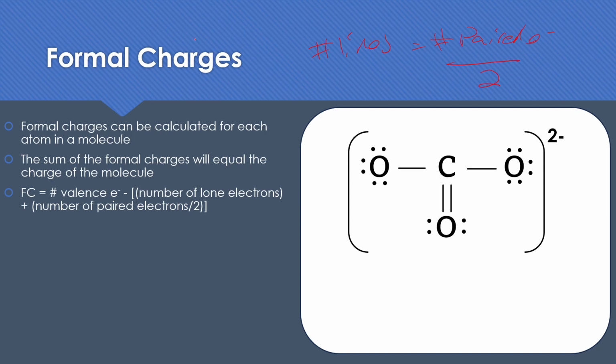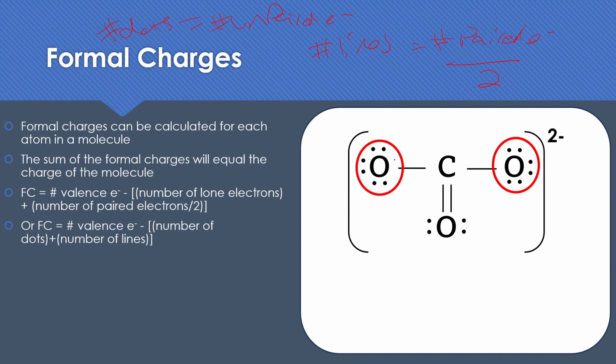And each dot represents 1 unpaired electron. So the number of dots equals the number of unpaired electrons. So the way I like to think about it is the formal charge is the number of valence electrons minus the number of dots plus the number of lines. This is the way I like to do it because it's super easy.